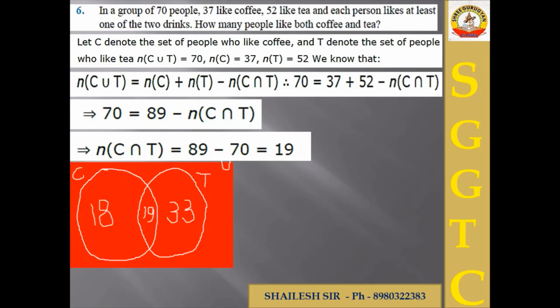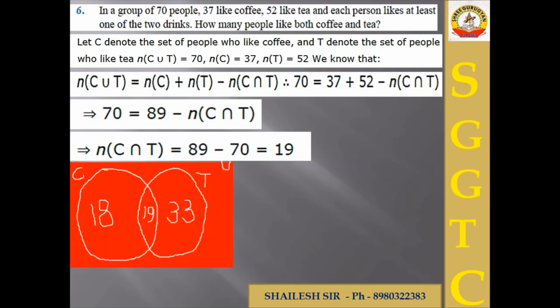And initial value, first you put in the common region, C intersection T, which is 19. And N of C is already known. So you put 18 plus 19. N of C is 37, not 89, my mistake there.